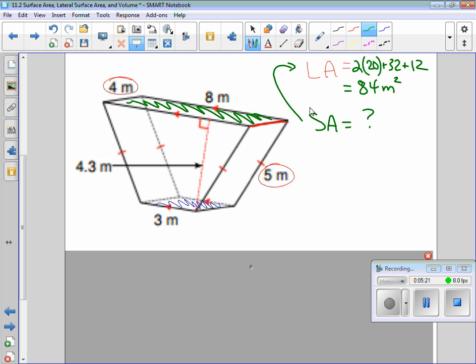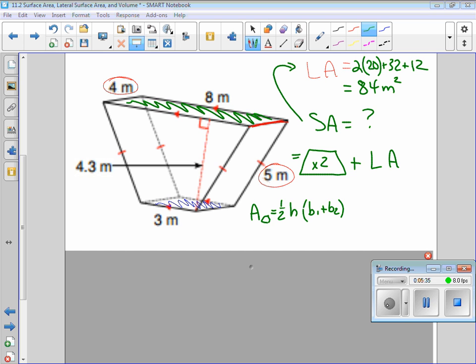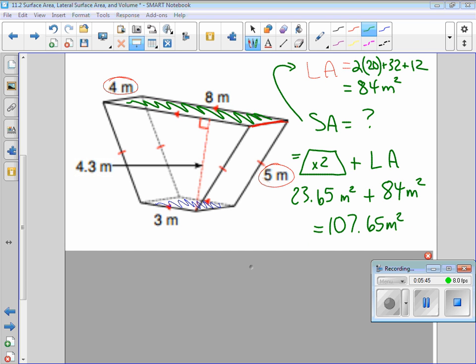So here's my basic philosophy. I'm just drawing a picture. My philosophy is kind of a plan. I'm going to find the area of those two trapezoids, add it to the already found lateral area, and we have it. There's my formula. So if I've done my math right, the area of that trapezoid should be 23.65 meters squared. And there I have it. The two bases, that would be the trapezoids, added to the lateral area equals 107.65 meters squared.